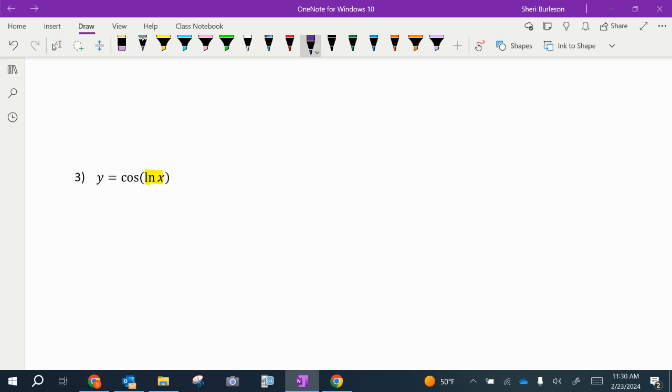Okay, let's take the derivative. So I'm going to do the derivative of the outer function. Some of you like the dy/dx notation. Both of those are the same.